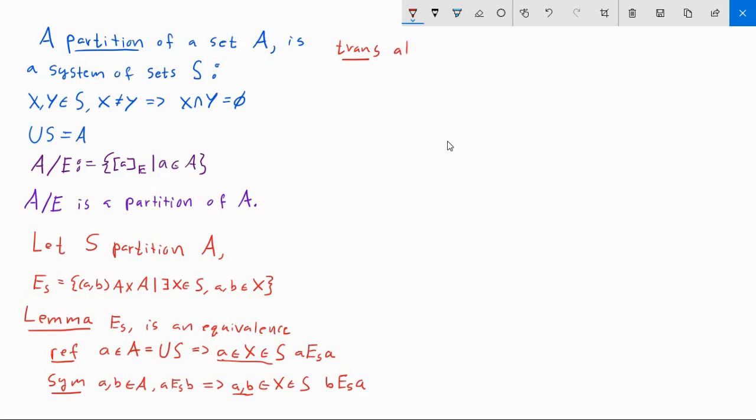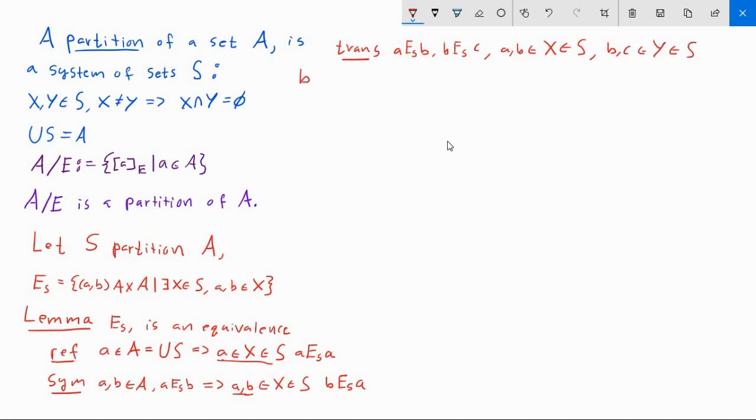Finally, for transitivity, we suppose that we have elements a, b, and c, so that a is E sub S related to b, and b is E sub S related to c. Well, this just means that there exists a set X, such that a and b belong to X, and X belongs to S, and a set Y, such that b and c belong to this set Y, and Y belongs to S.